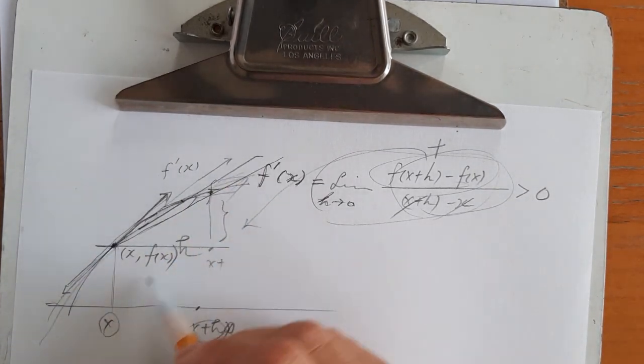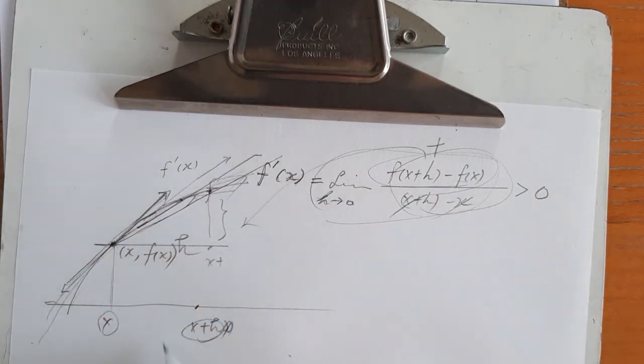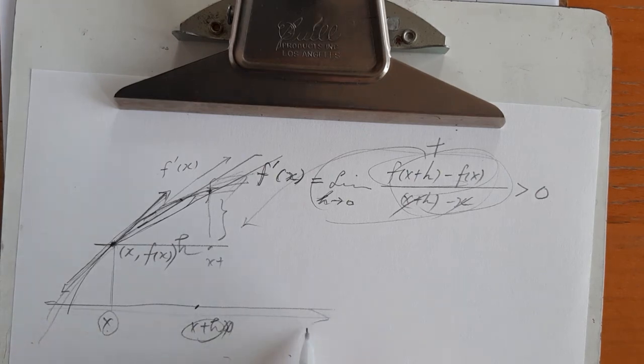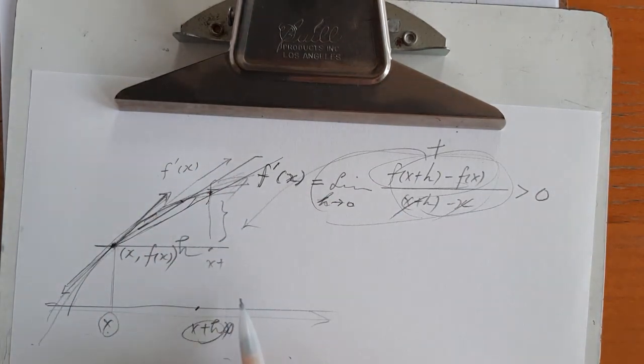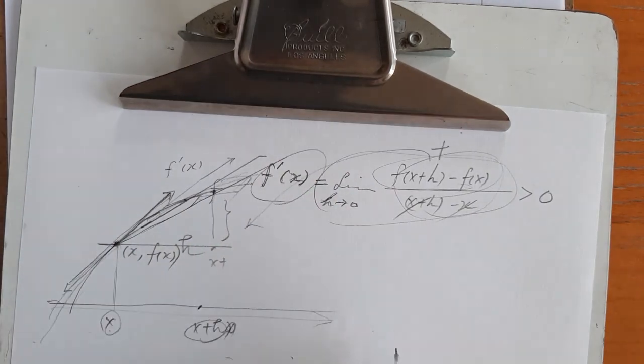This is increasing from left to right. The y value goes larger and larger. When x goes larger and larger, y goes larger and larger. So this is an increasing function. The first derivative is positive.